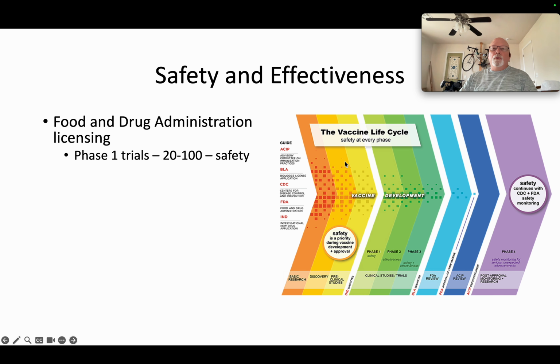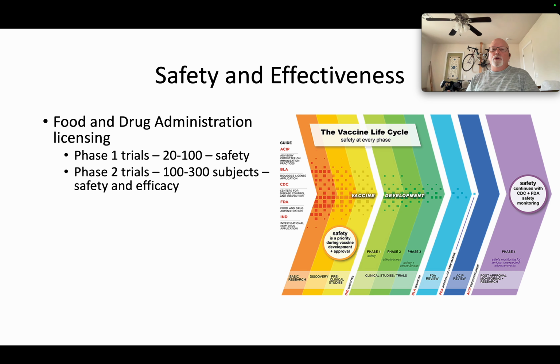Once you've gone through this pre-development and you think you have a vaccine that works, there will be phase 1 trials, which is done on a small number of people. The main focus here is safety. Then phase 2 trials is done on a larger group of people, and the focus here is on both safety and effectiveness.